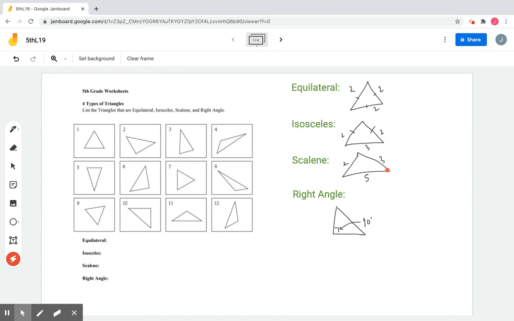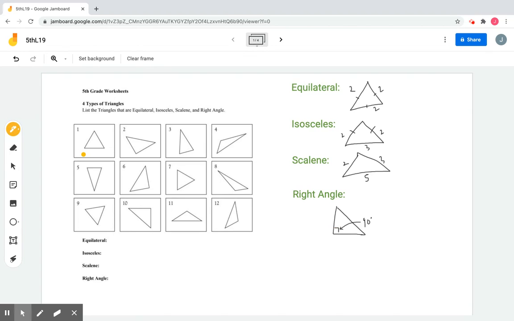And scalene is a triangle that has all the sides with different length. For example, this one has a length of 2, and this one has length of 3, and this one has 5. So they're all different. So in this case, this triangle is called scalene. And a right angle is literally a triangle that has a 90 degrees angle. All right. So now we're going to list the triangles.